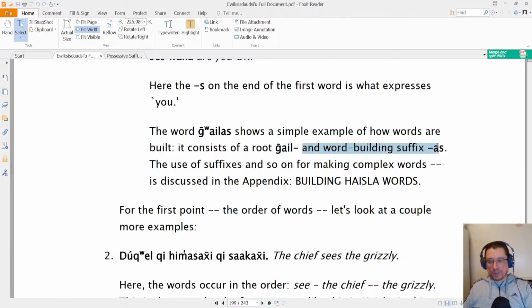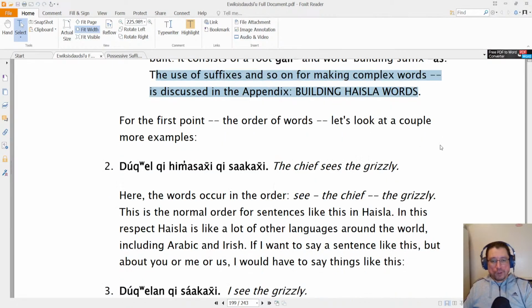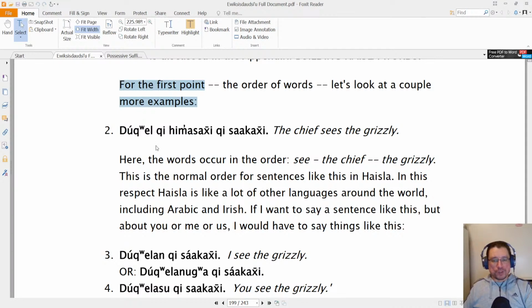And word building suffix as. So guelas is made up of this root word guel and then the suffix as. The use of suffixes and so on for marking complex words is discussed in the appendix on building words. So that's going to come up a little bit later on. For the first point, the order of words, let's look at a couple more examples. So he uses some examples of these words used in Haistakila.